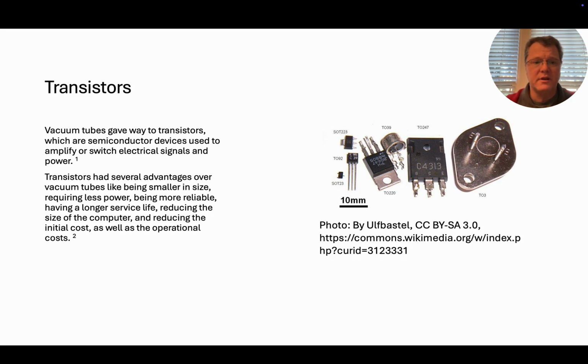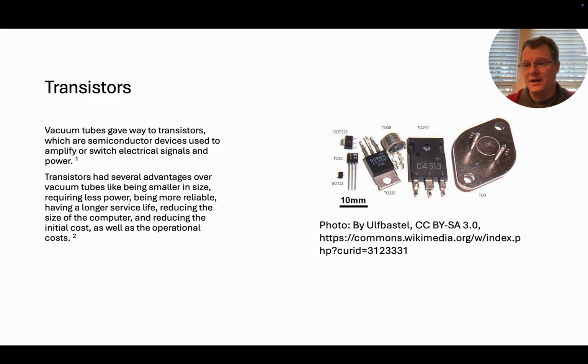So vacuum tubes gave way to transistors, which are semiconductor devices that are used to switch or amplify electrical signals or power. You can see in the photograph some examples of transistors. Well, transistors had several advantages over vacuum tubes. They were smaller in size. They required less power. You didn't have a heating element in transistors like you did with the vacuum tubes. They were more reliable. You didn't have a seal to fail the vacuum. They had a longer service life.